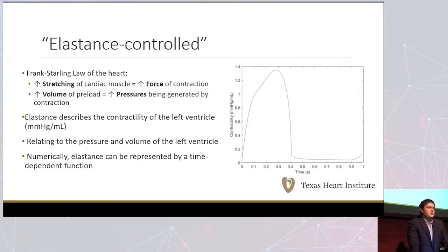And so this also leads to when volume of preload into the ventricle increases, pressures being generated by the force of contraction are also increased. And this is important because contractility relates these volumes and pressures. And contractility as a function of time is what we call our elastance function. And this elastance function on the right ultimately controls our MCL. And what this function is, it's basically two really long polynomial equations that are put together to create what we have up there.